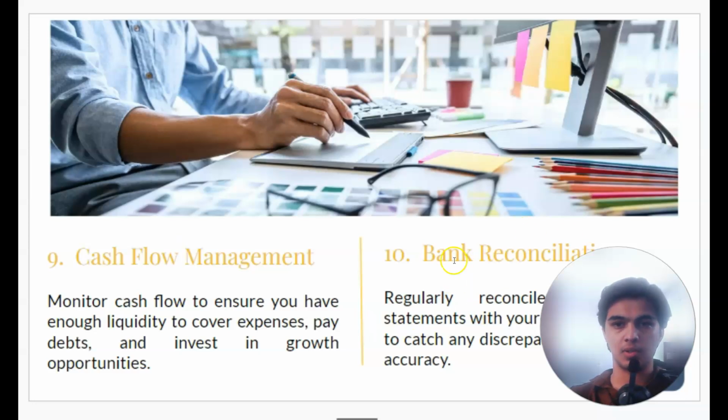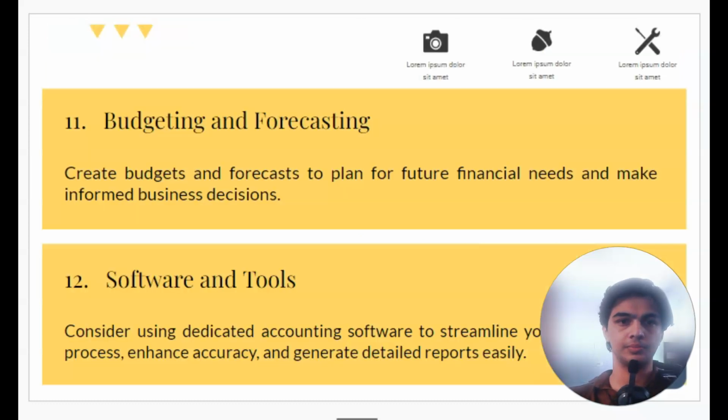Bank reconciliation. In bank reconciliation, you have to regularly reconcile your bank statement with your financial records to catch and match if there are any errors, or if there is any missing transaction, or if there are any discrepancies. So this will help you to ensure that you are accurate in the transactions and other things.